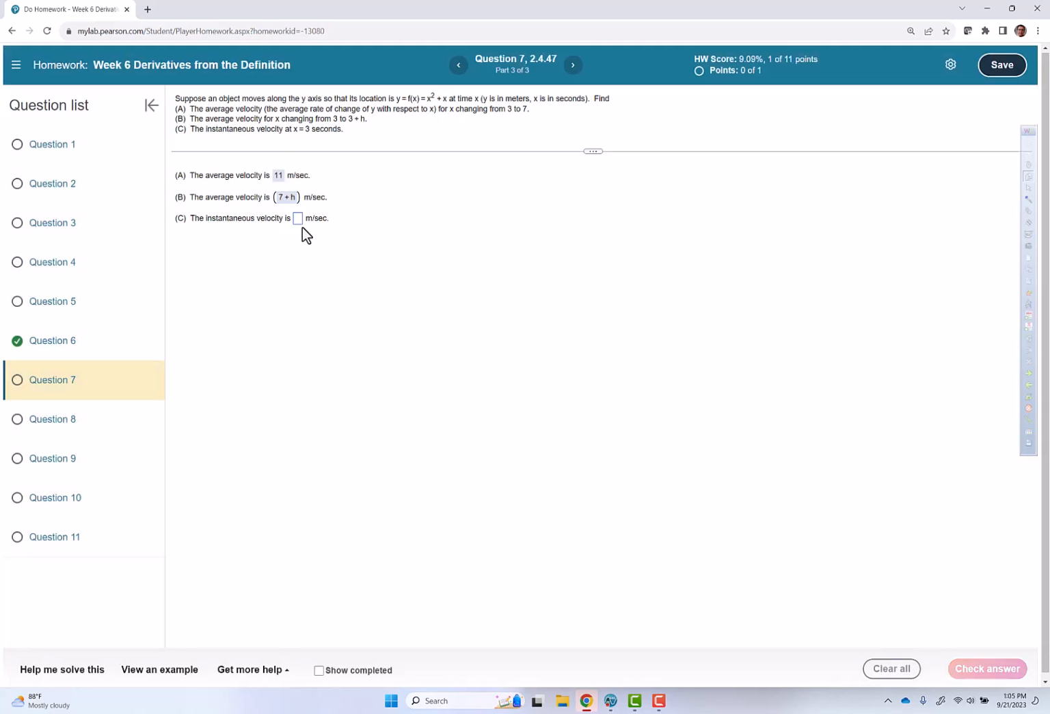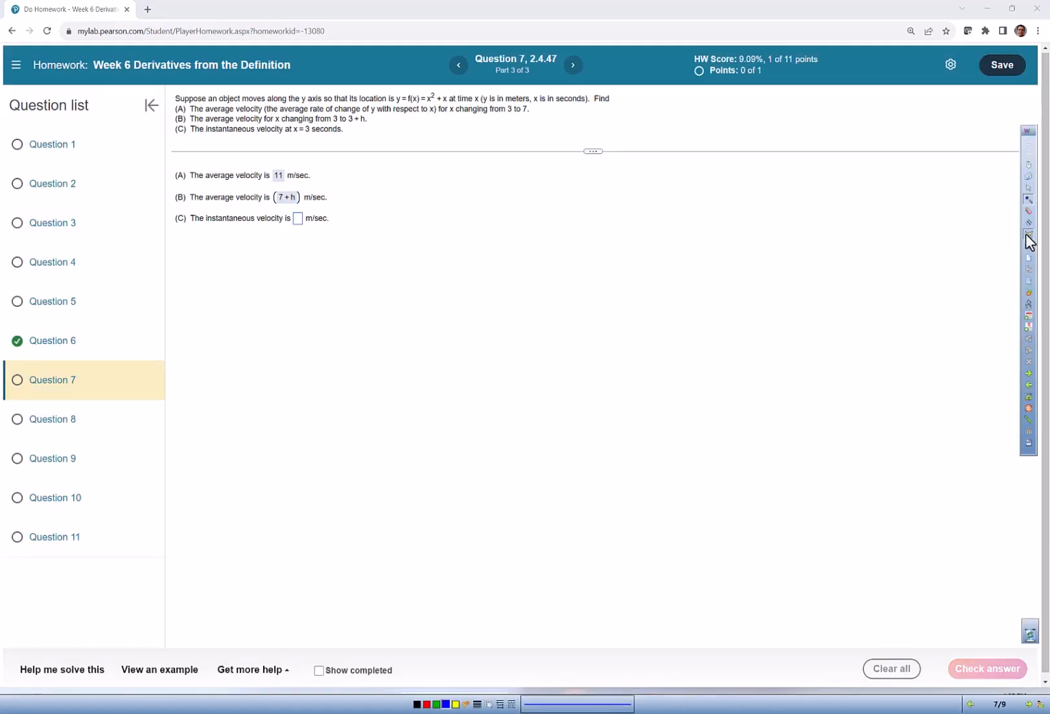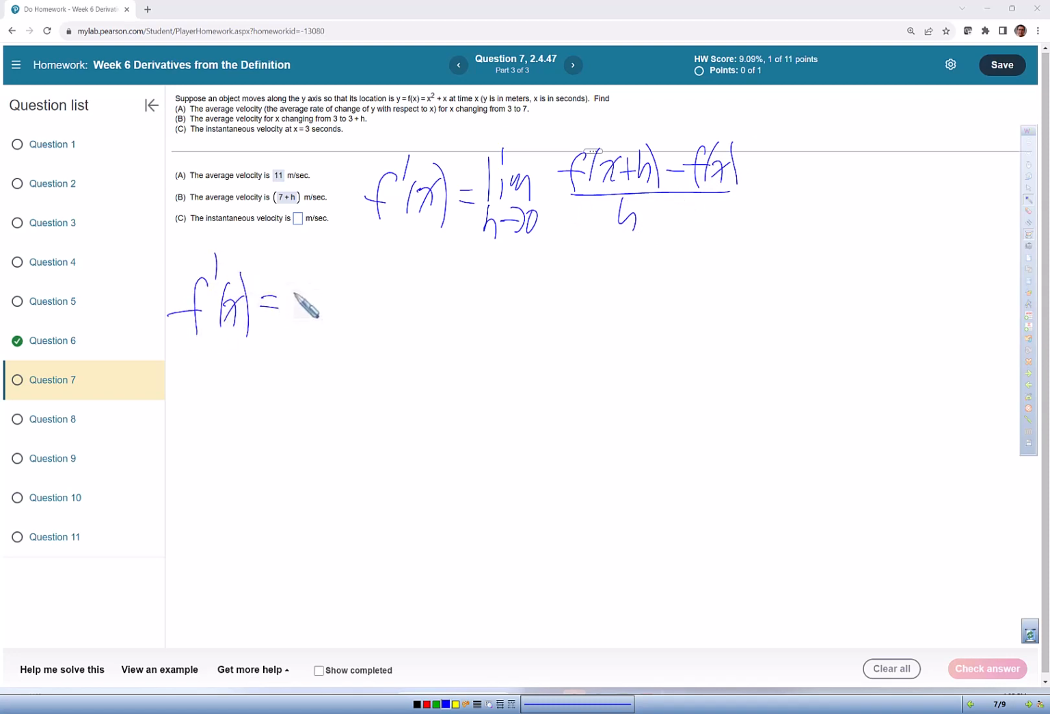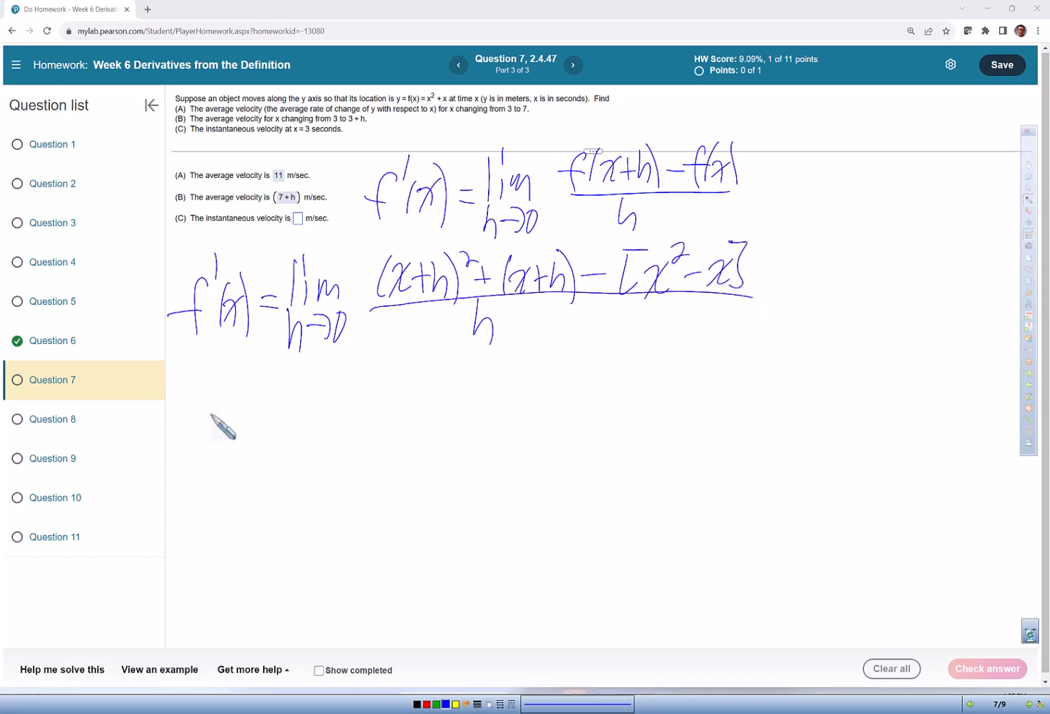Fantastic. And then instantaneous velocity, I'm going to go back to the actual definition. f prime of x equals the limit as h approaches 0 of f of x plus h minus f of x all over h. Substituting in, f prime of x equals the limit as h approaches 0. So this is going to be x plus h squared plus x plus h minus x squared minus x all over h.